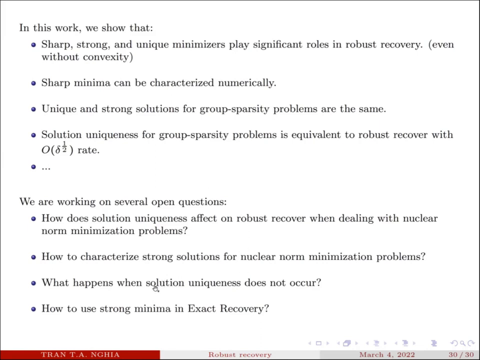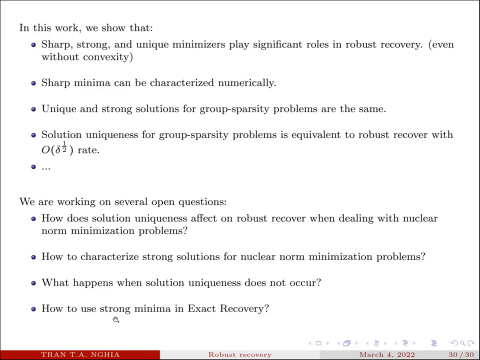And there is one more thing. It's very interesting. The question is, what happens if we do not have solution uniqueness for robust recovery? Of course, you will not have robust recovery, but you're going to have something like this one. You can replace the solution x naught by the solution set. We already have some results in this direction, but we keep working on this one.